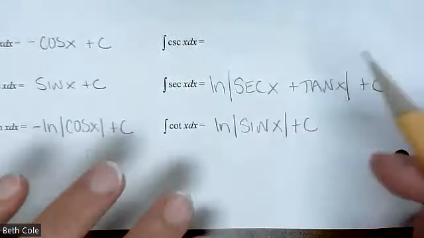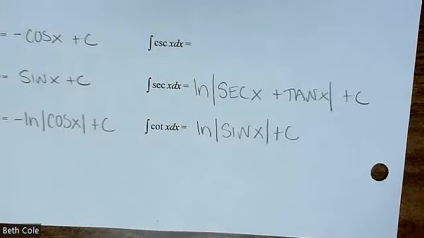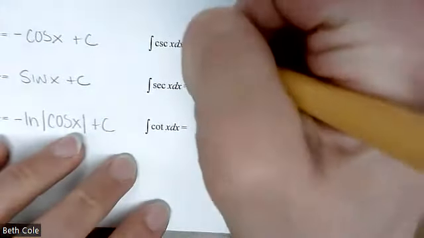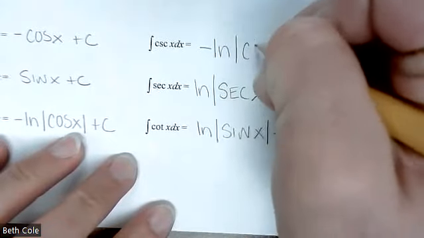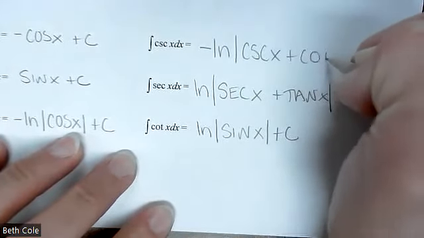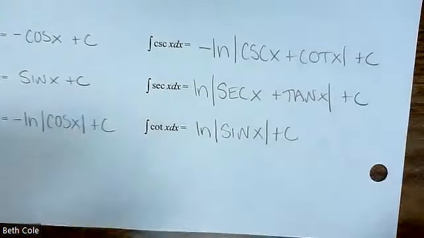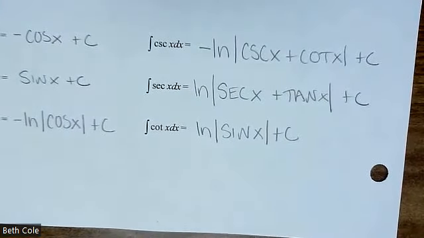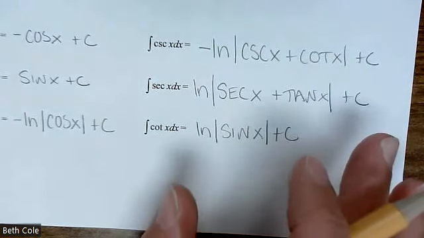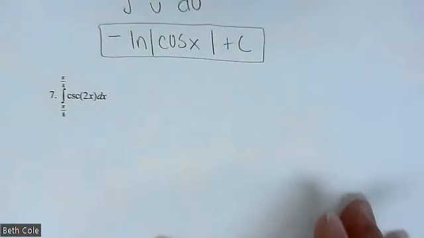This one I don't think I've ever seen, but who is cosecant's buddy? Cotangent, and this one's negative. Negative ln cosecant plus cotangent. So anyway, there they are. I've taught them to you. We can check that box. We're gonna do one more problem together. So go back up to number 7. Oh, what does 7 have with it? Boundaries. We're gonna get an actual numeric answer.